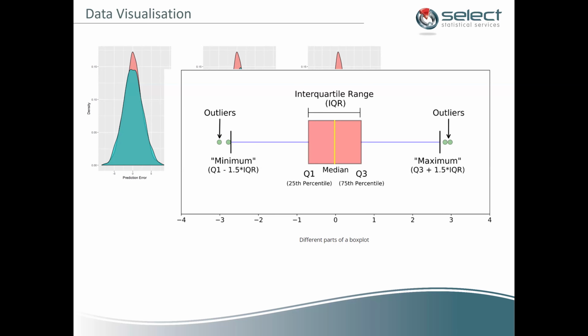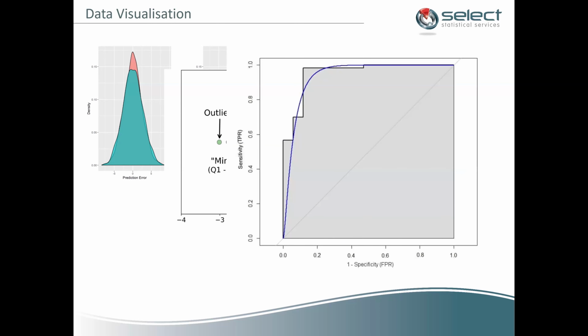We've also got, if your data is binary, a receiver operating characteristic curve, which tells us the performance of a classification model for different classification thresholds. So these are the sorts of visualizations that you might do if you're looking at something more technical.